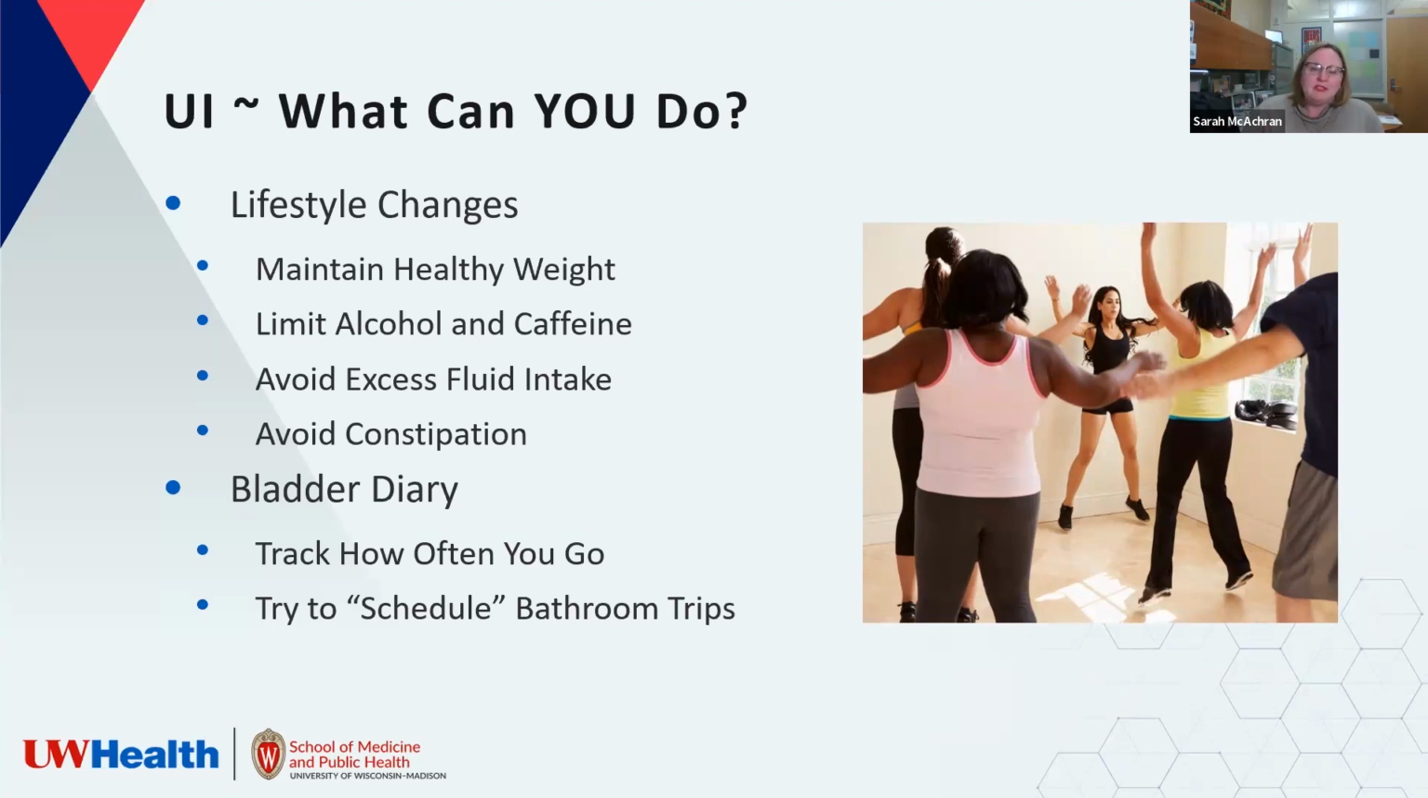Sometimes a really easy place to start is just keeping track, just keeping a diary. So track your intake, track your output and how often you go, and see if there are certain times or certain things that trigger issues for me. And then sometimes it's helpful for people to just schedule bathroom trips. If you're someone who finds that you tend to postpone and postpone, and then all of a sudden it becomes really urgent, learning not to do that can be really helpful.